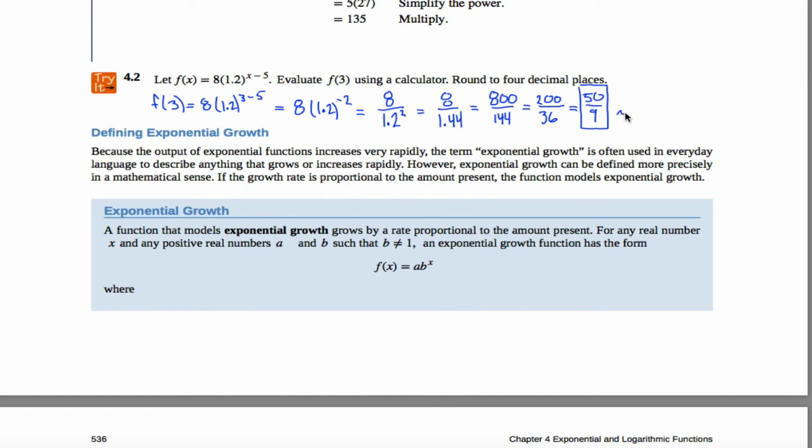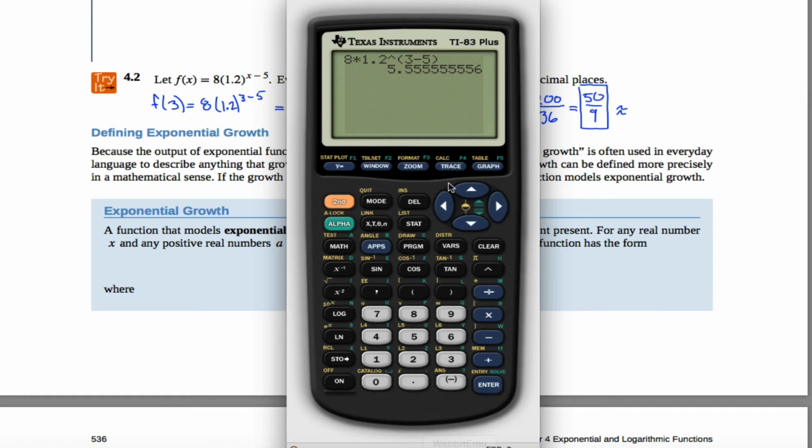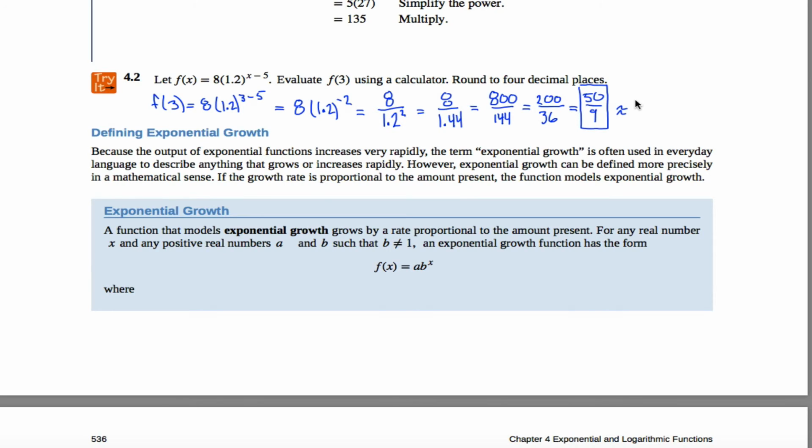So maybe I'll say this is equal to approximately, I shouldn't have done that, 5 with a bunch of 5s. So let's say 5.5556 if I'm going to round to 4 decimal places. But again, I think this answer is a hell of a lot better than this, because this isn't right. It's approximately right. It's rounded. Math is beautiful in that it can be okay, I'll stop.